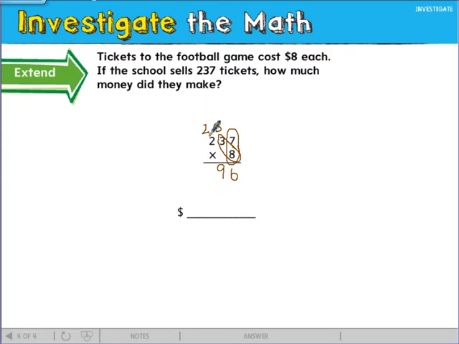Now we have to multiply 8 times the digit in the hundreds place. So 8 times 2 is 16, plus 2, 18. So we have 1,896. That is our answer. $1,896 is how much they made off of their ticket sales.